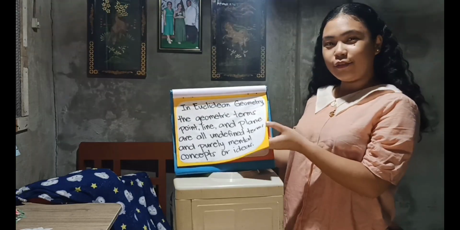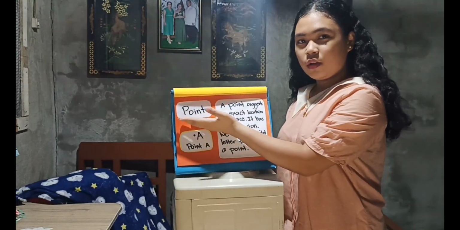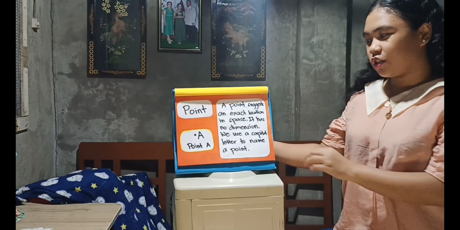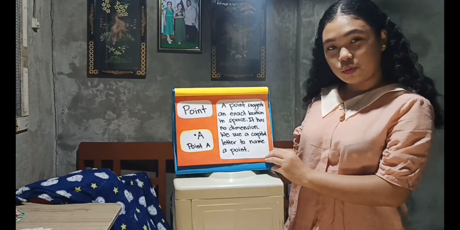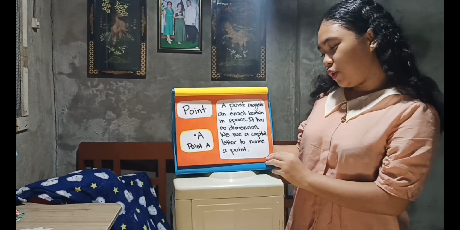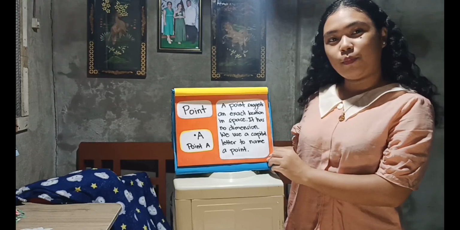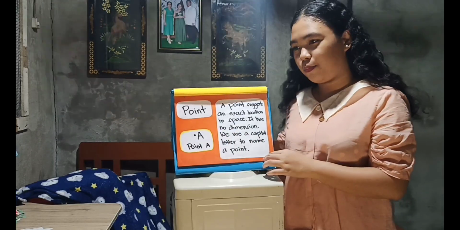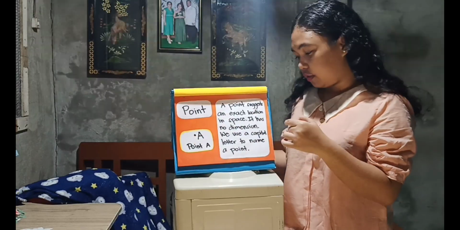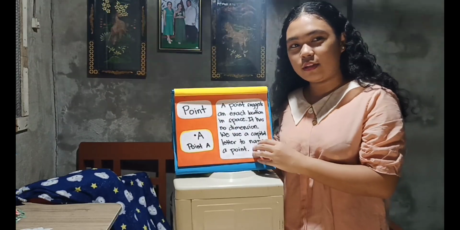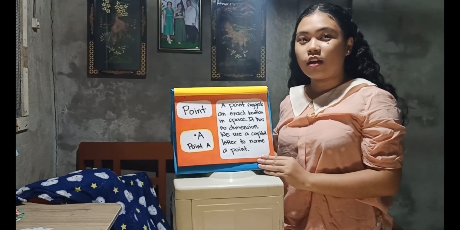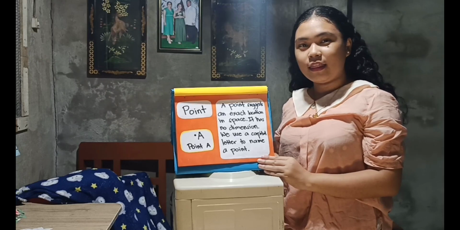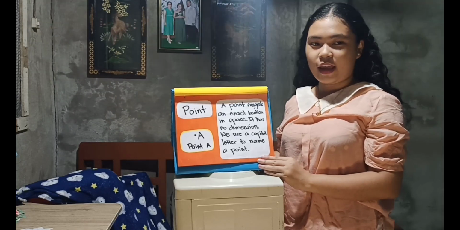Our first undefined term is point. A point suggests an exact location in space. It has no dimension. We use a capital letter to name a point. For example, this is a point, which we can name with a capital letter. Also, a point does not have any length, width, shape, or size.